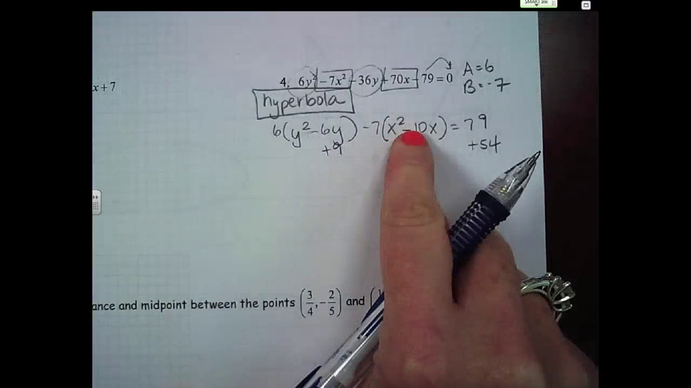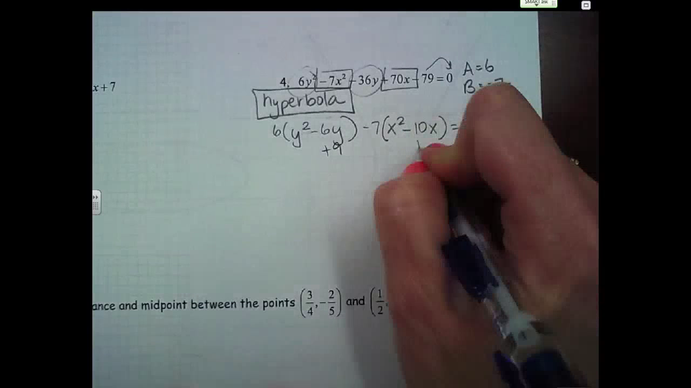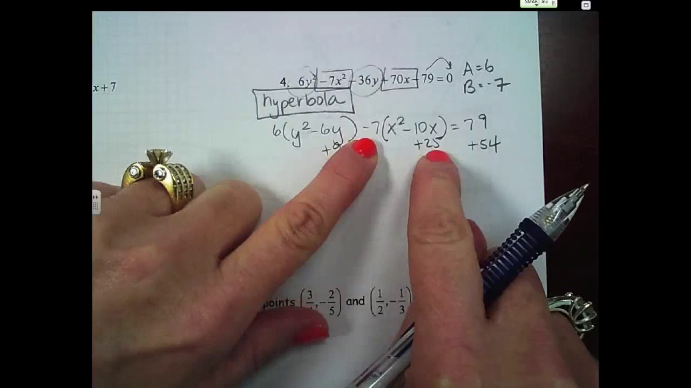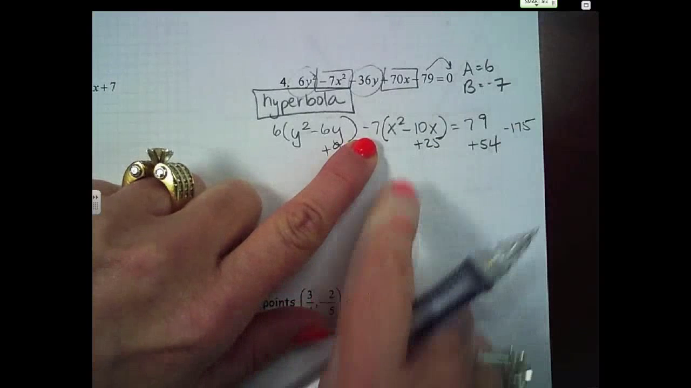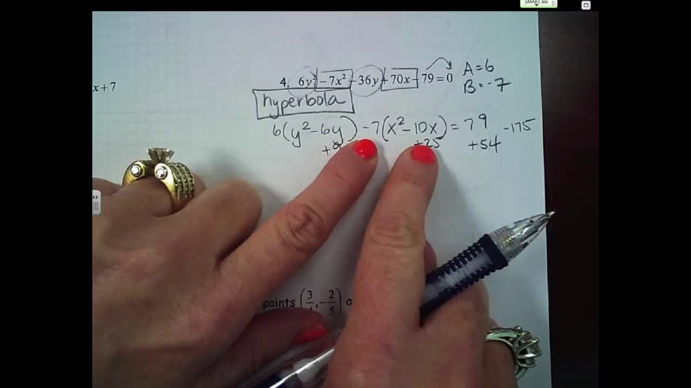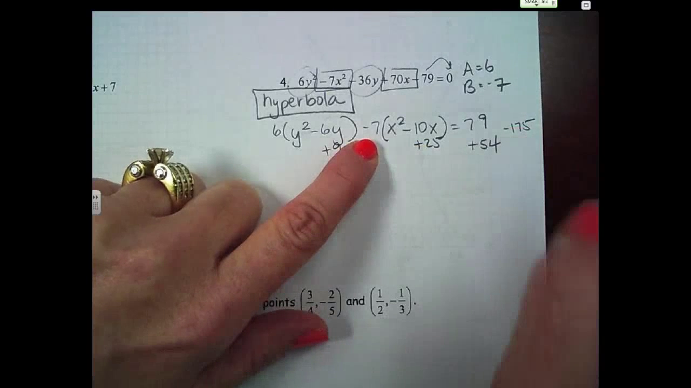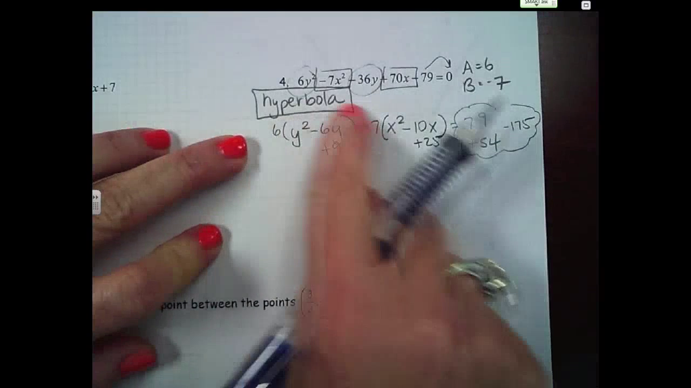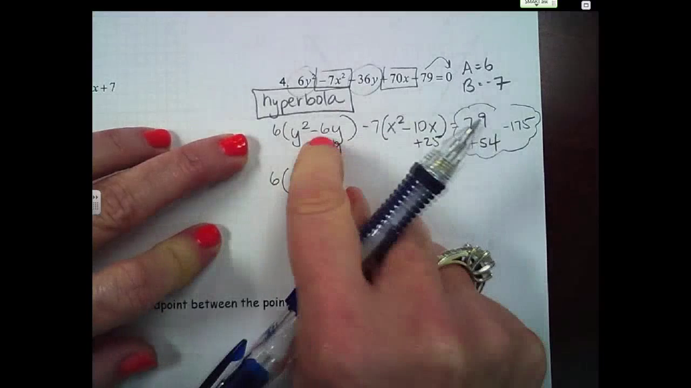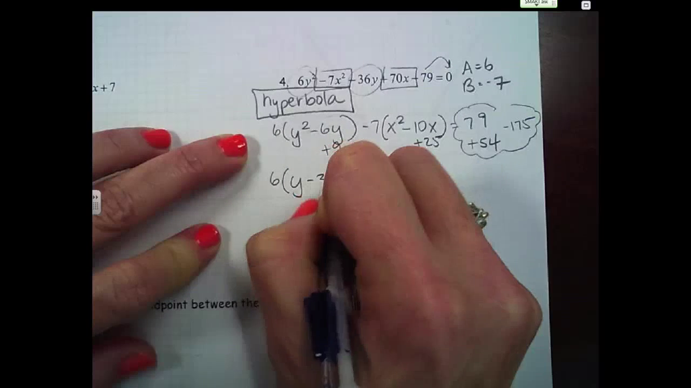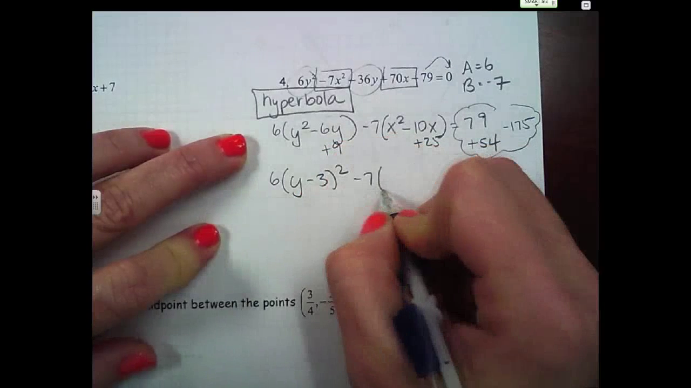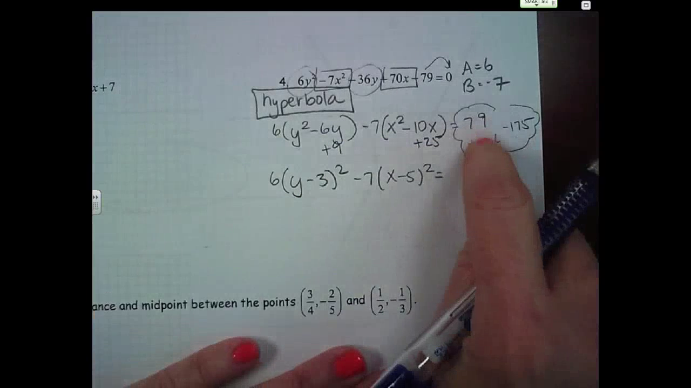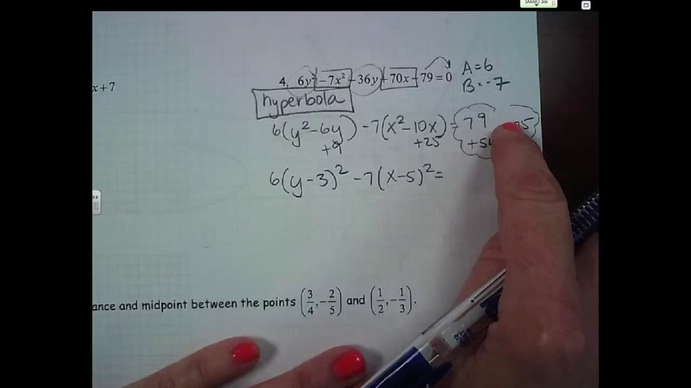Half of negative 10 is negative 5, negative 5 squared is plus 25. I've got a plus 25 times negative 7, which gives me a negative 175. So you have negative 175 on this side. To keep it balanced, I'm going to do negative 175 on this side. These are going to need to be combined. Over here, I'm going to clean this up a little bit. I've got 6 times y minus 3 squared minus 7 times x minus 5 squared equals, in your calculator, when you combine these together, you should get negative 42.